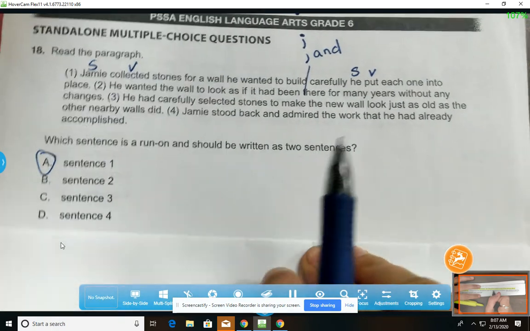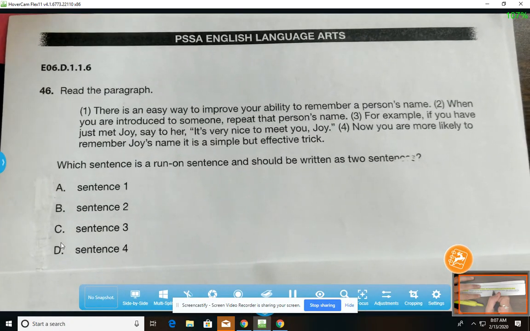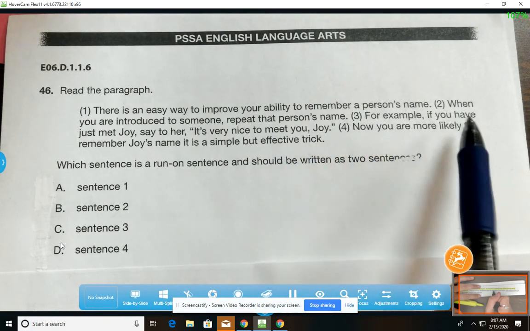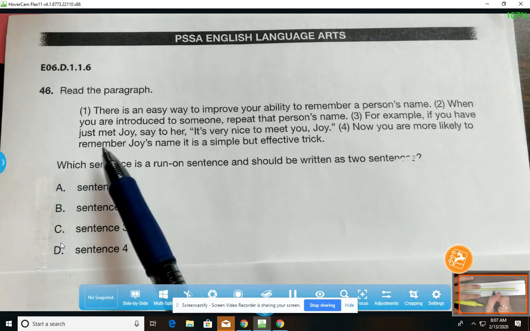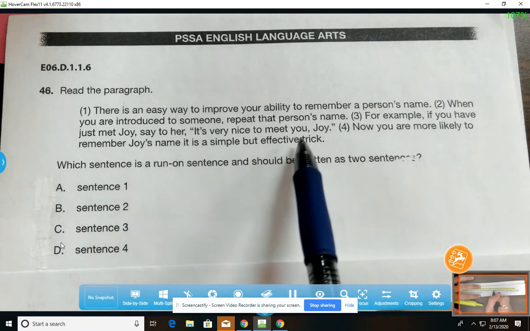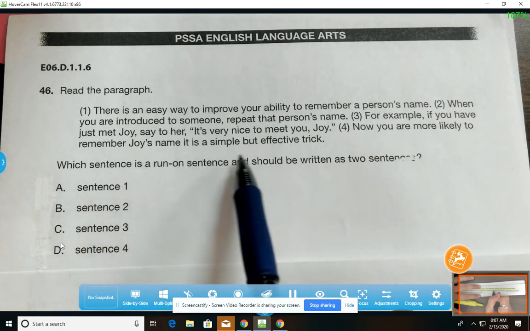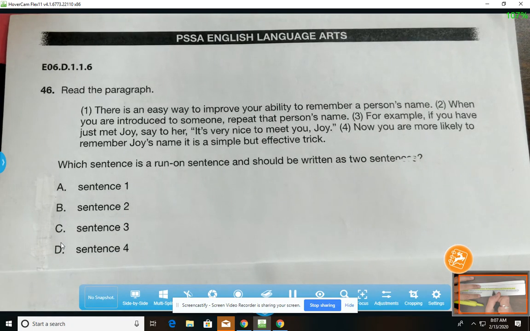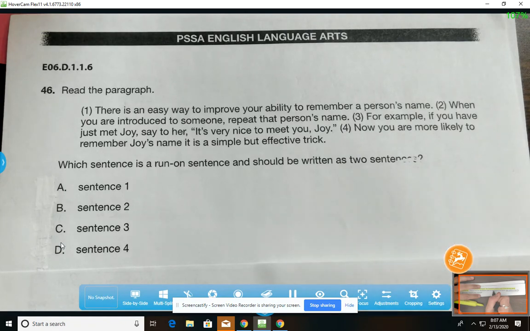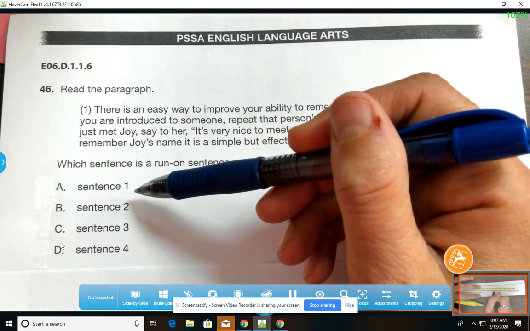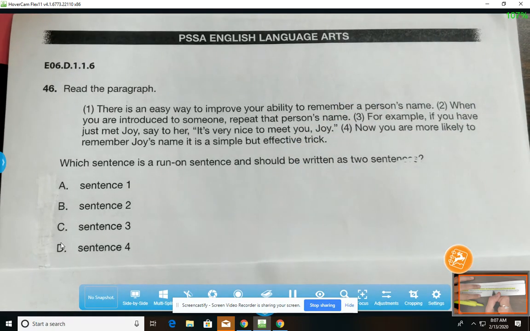Let's try another practice. Read the paragraph. There is an easy way to improve your ability to remember a person's name. When you are introduced to someone, repeat that person's name. For example, if you have just met Joy, say to her, "It's very nice to meet you, Joy." Now you are more likely to remember Joy's name. It is a simple but effective trick. Which sentence is a run-on sentence and should be written as 2 sentences? Is it A, sentence 1, B, sentence 2, C, sentence 3, or D, sentence 4?